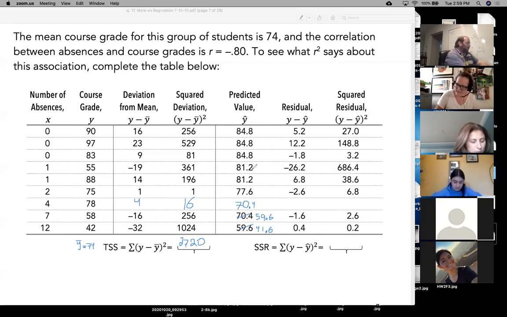75 minus 77.6 equals negative 2.6. 78 minus 70.4 equals 7.6. 78 minus 59.6 equals... Wait, do we do 59.6 or 41.6? 41.6. Both of these numbers here are wrong. We corrected it.